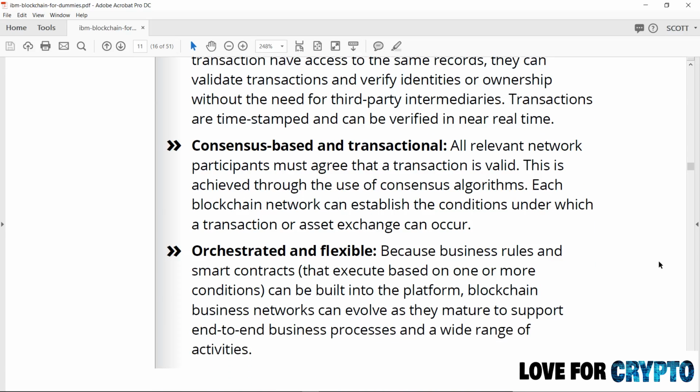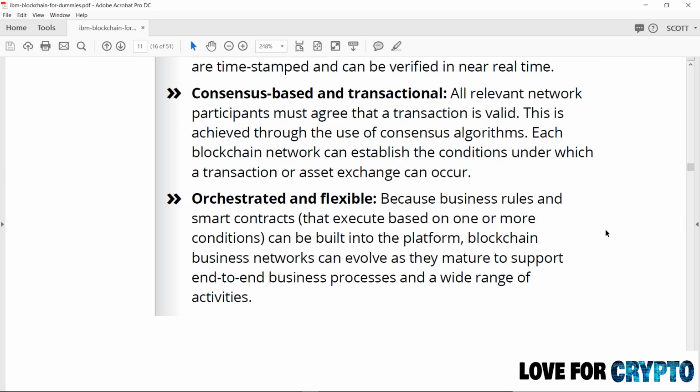Consensus-based and transactional. All relevant network participants must agree that a transaction is valid. This is achieved through the use of consensus algorithms. Each blockchain network can establish the conditions under which a transaction or asset exchange can occur.